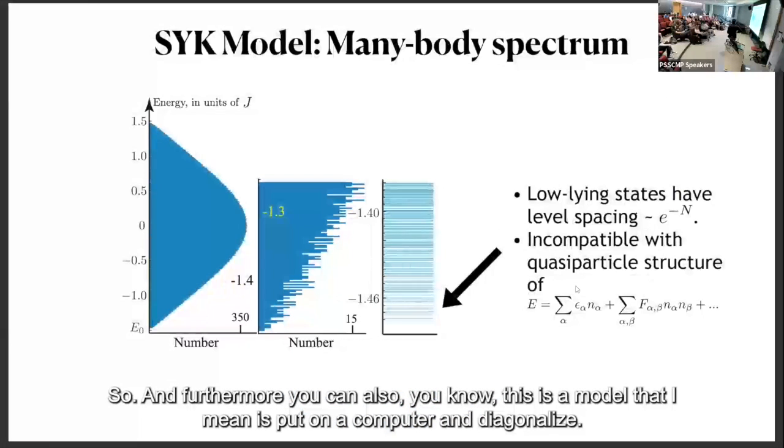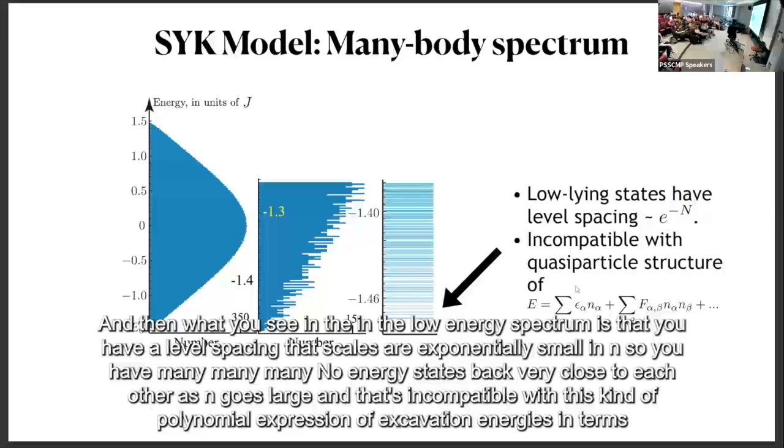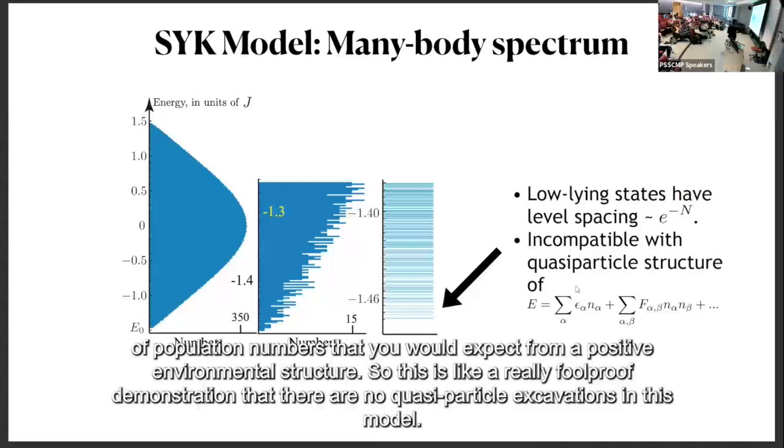Furthermore, this is a model that you can just put on a computer and diagonalize, and what we see in the low energy spectrum is that you have a level spacing that is exponentially small in N. So you have many low energy states packed very close to each other as N goes large, and that's incompatible with the polynomial expression of excitation energies in terms of occupation numbers that you would expect from a quasiparticle structure. So this is a really foolproof demonstration that there are no quasiparticle excitations in this model.